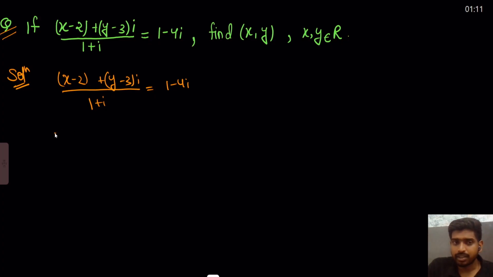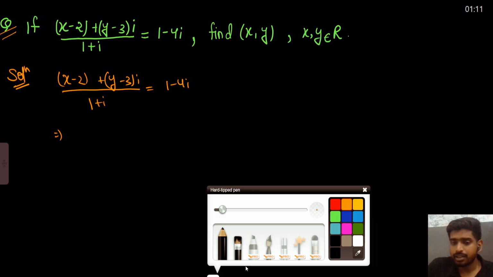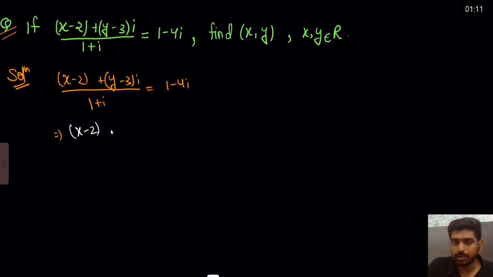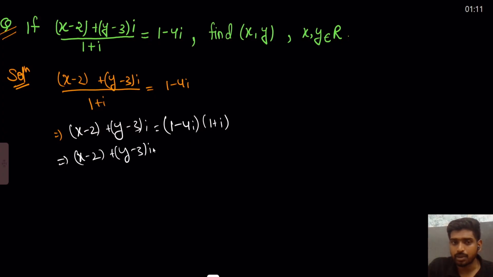So here we use another method in which I will do cross multiplication. x minus 2, I will keep this side only, plus y minus 3 iota, and this 1 plus iota I will send to that side: 1 minus 4 iota multiplied by 1 plus iota. Now multiplying this side, I have x minus 2 plus y minus 3 iota. Now multiply these two. 1 into 1, 1.